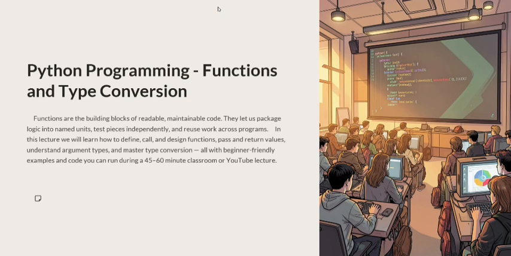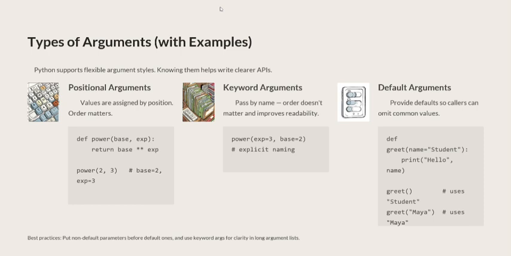The second type is keyword arguments. In keyword arguments, instead of depending on position, we specify the parameter name while passing values. Okay, so here you can see the example. For example, power exponent is equal to 3, base is equal to 2. Here we are clearly telling Python the value 3 belongs to exponent, the value 2 belongs to base. The order does not matter because we are using parameter names.